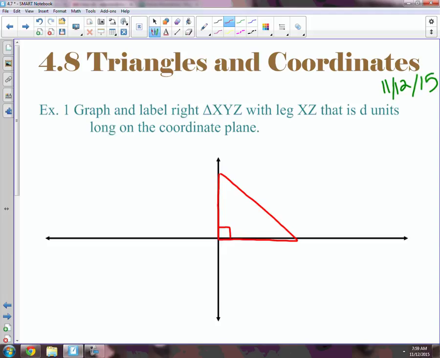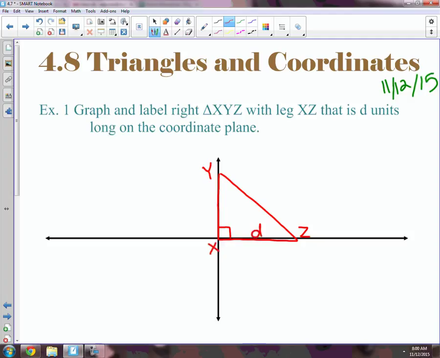Okay, now it says that this is triangle XYZ. So I'm going to label the vertices with X, Y, and Z. Honestly, it doesn't matter where you put those letters, so we could all have different spots. I'm going to put X, Y, and Z in these spots. And then it tells me that leg XZ is D units long. So I'm going to put a D there so I know that it's D units long. However big D is, that's how long it is.